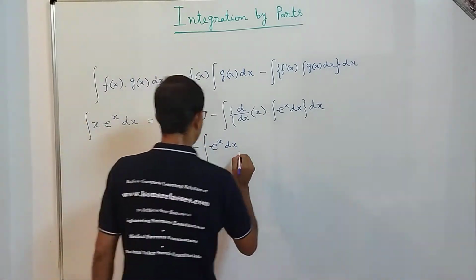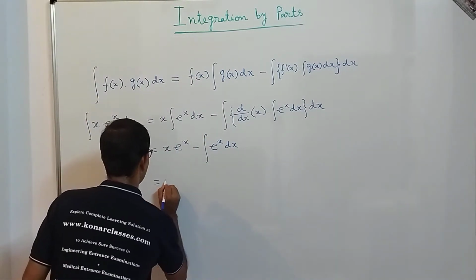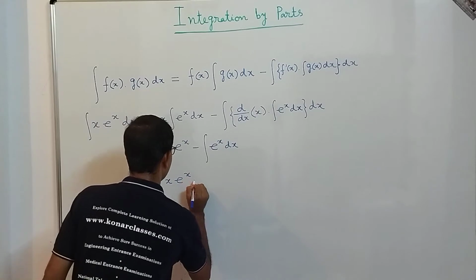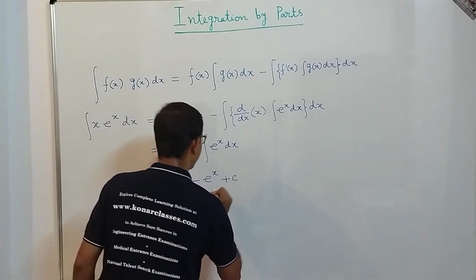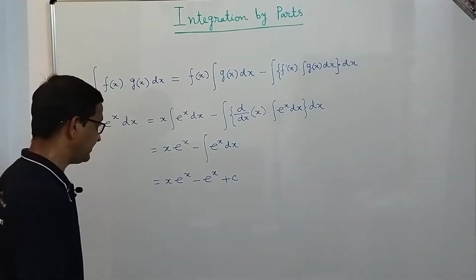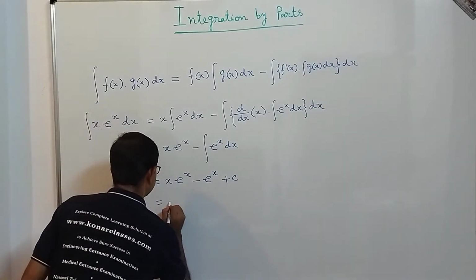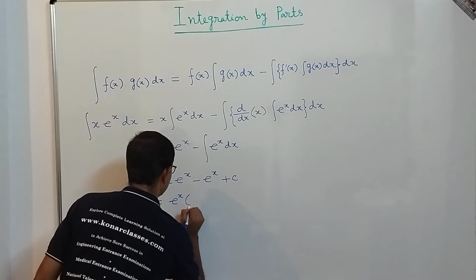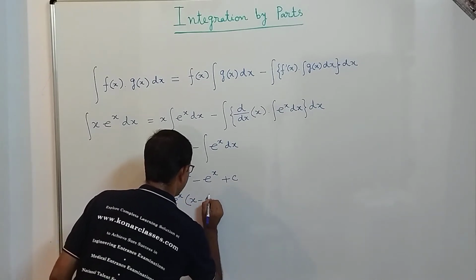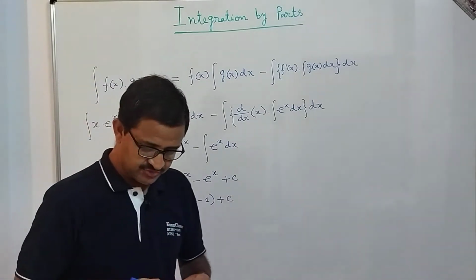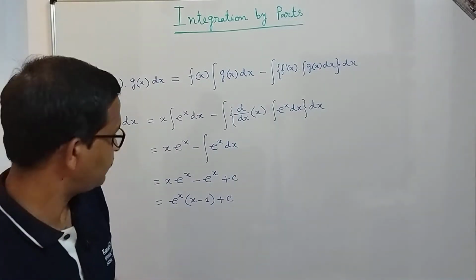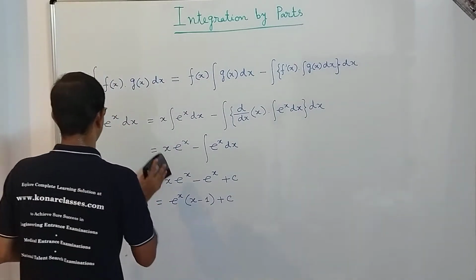Correct? So that is equal to x into e power x minus integration of e power x, which is e power x, and finally we include one integrating constant, that is c. So from here we get e power x into x minus 1 plus c as the answer. Okay, dear students, so you got it, how to perform that one. Let's proceed to the next question, dear students.